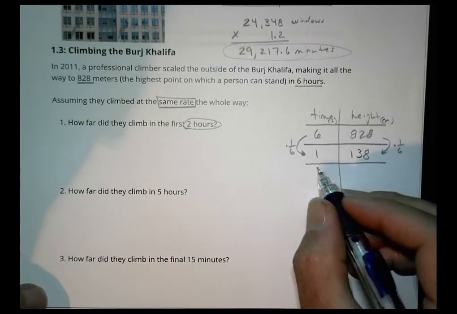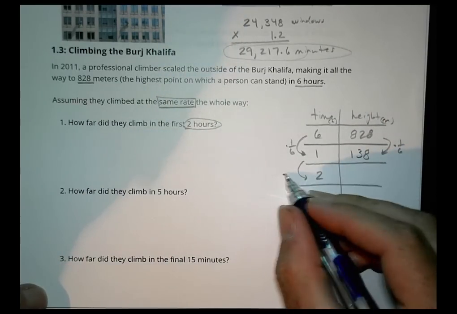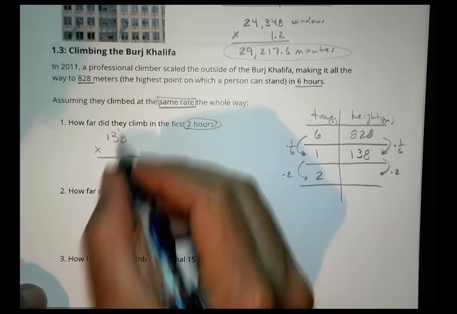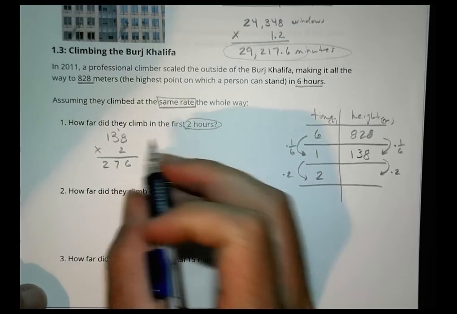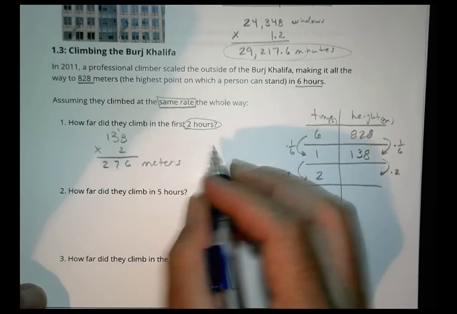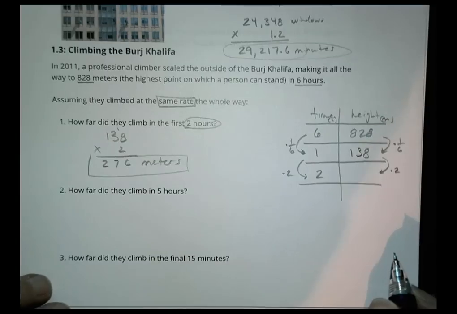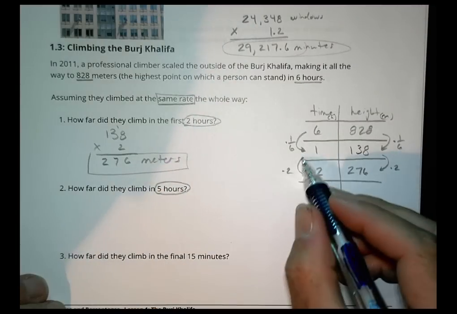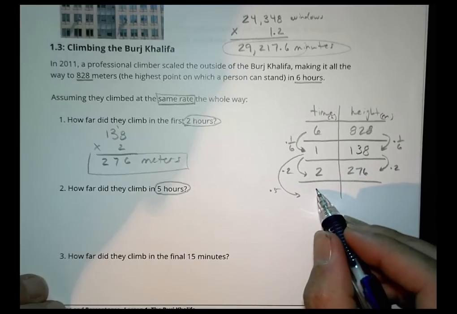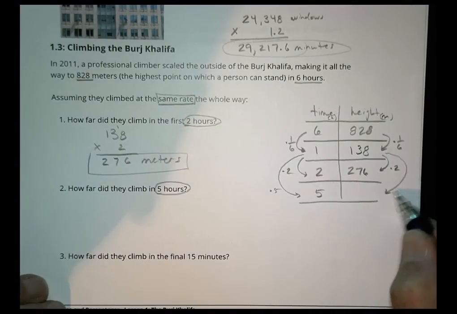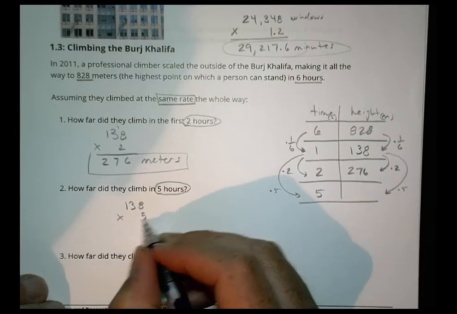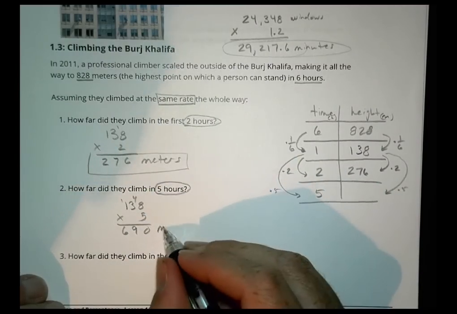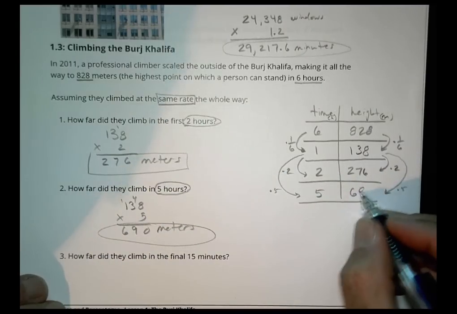So looking at 2 hours, I'm going to multiply 138 times 2. 138 times 2 is 6 and 6, 2 times 3 is 6, 2 times 1 is 2, so 276 meters is how high they can go in 2 hours. Okay, then I can put that in my chart here, and it wants to know how far they climb in 5 hours. We can continue with our table, again using the 1 hour, multiplying by 5, which means taking 138 times 5. That gives us 690 meters in 5 hours, just like that.